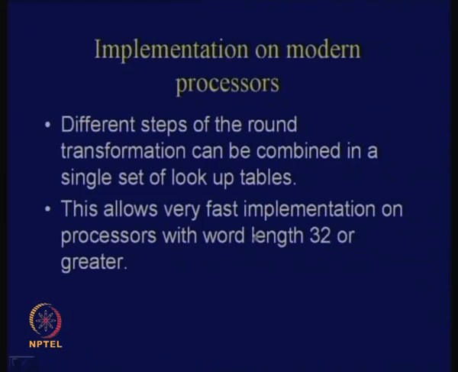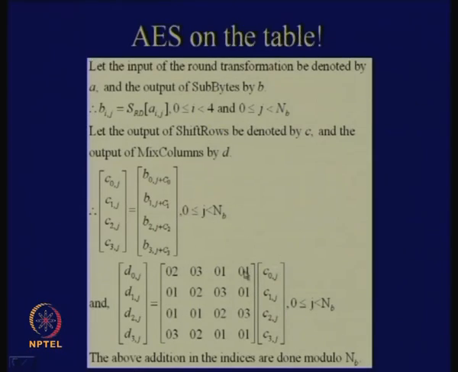That is, I will try to see how we can derive a fast implementation on processors whose word length is 32 or even greater. This is how I call it: AES served on the table. In order to make your AES computation fast, we try to write the AES round transformations in the form of a table. And since table lookup is quite fast in software, this implementation is supposed to work much faster.